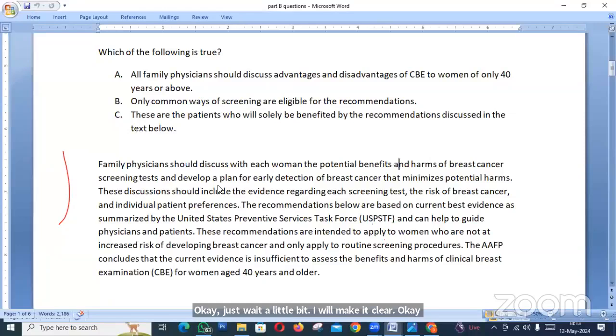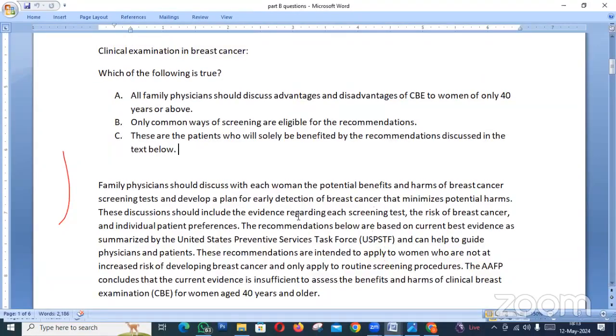Sorry, this discussion for C: recommendation discussed in the text below. These recommendations are for low risk, for those who don't have risk for breast cancer. Yeah, they are not at high risk. This is for those who don't have a high risk of breast cancer, I think. Okay, let me see, please.